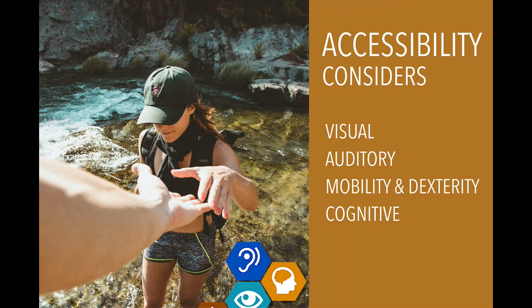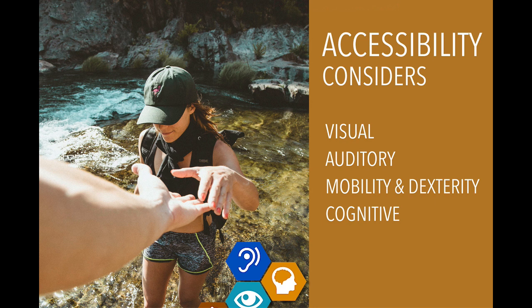So for accessibility, there are multiple considerations: the visual, the auditory, mobility and dexterity, and cognitive. For the visual, low vision is a very common one. It affects a lot of people at some point in their lives. With auditory, there are people who are born with it and may already know how to use the tools they are equipped with, or it may be something that happens over time.